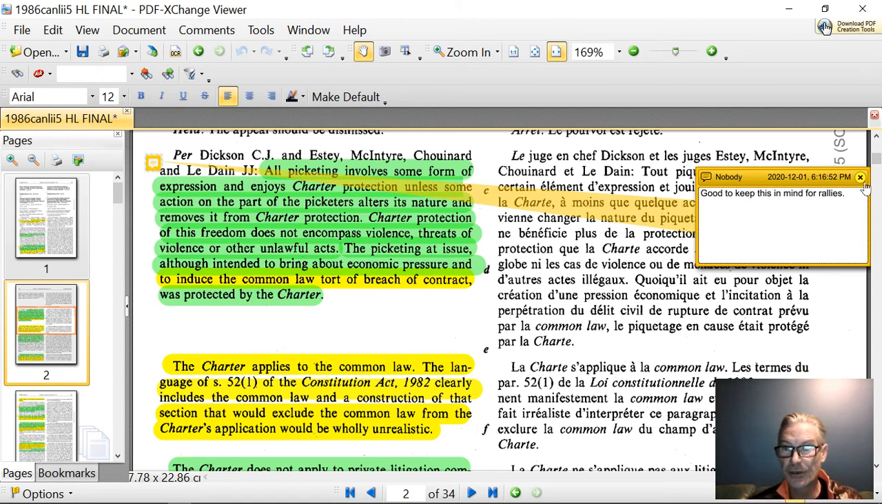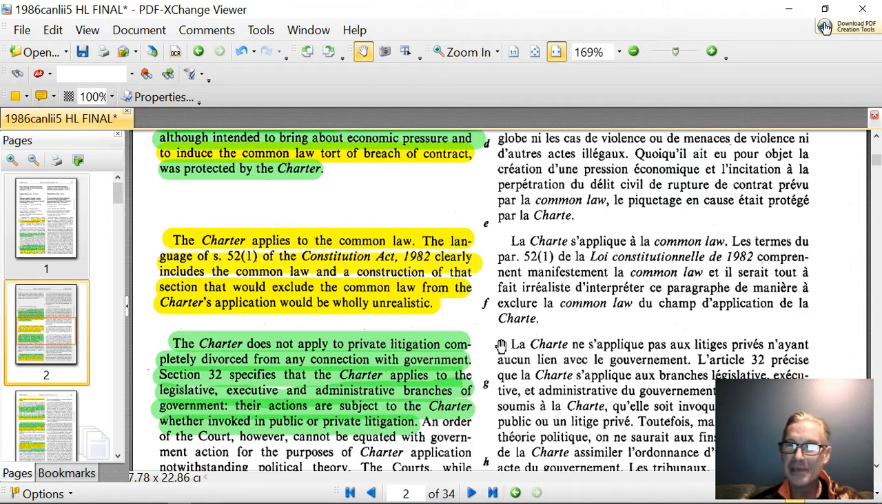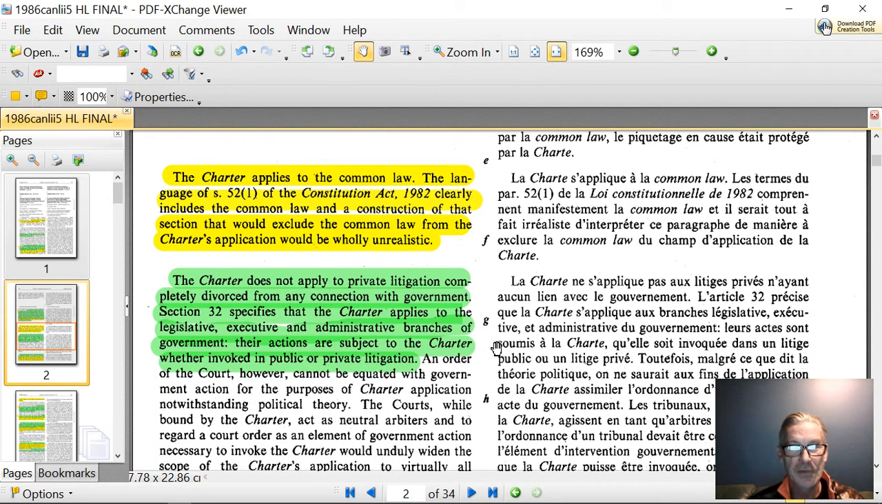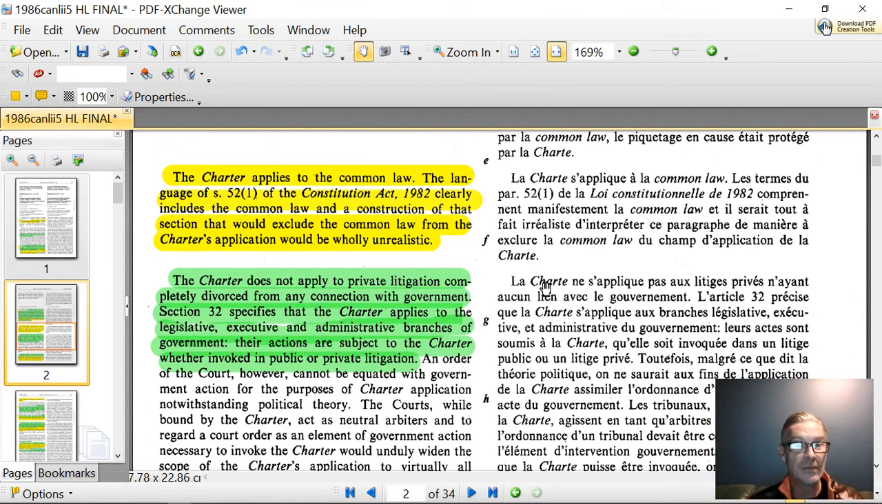This is good to keep in mind for those of you at rallies that might be issued fines and tickets. Moving on. The Charter applies to the common law.